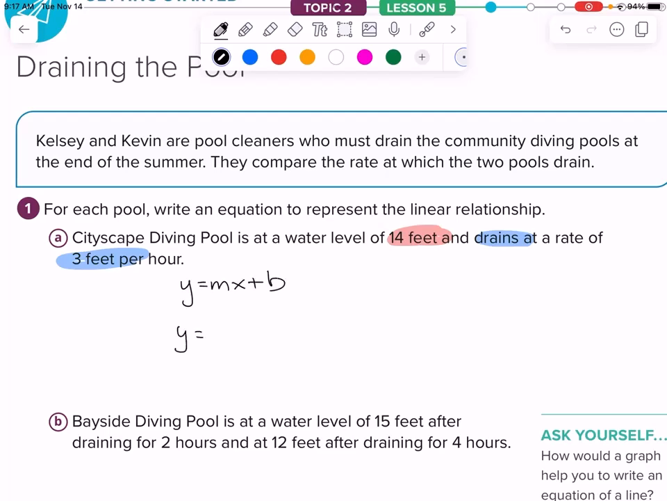I think it's probably easier to, in red, where we begin, right? 14 feet is where we begin. I'm going to put 14 way over here. This is a positive 14.